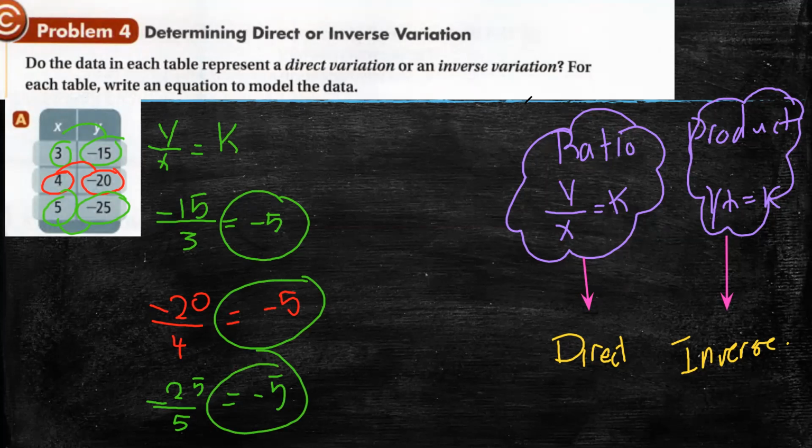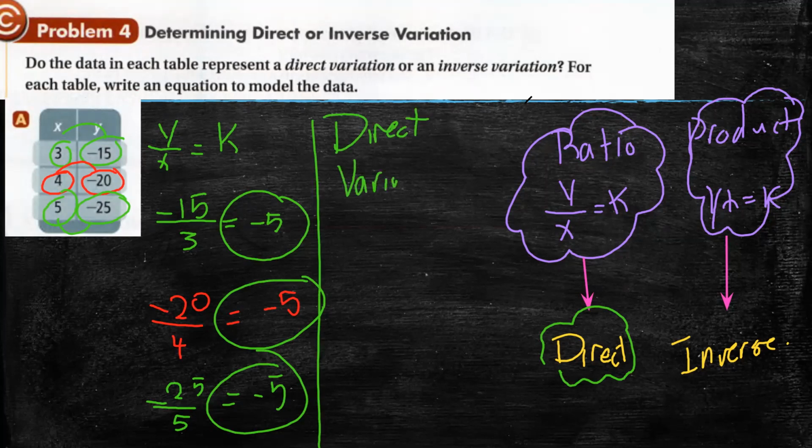Yes. Since k is constant, that means this is direct. So I have to say this is direct variation. Since it is direct, y is k times x. This is the equation of the direct. So where is k? What is the value of k? Let's now find the equation.